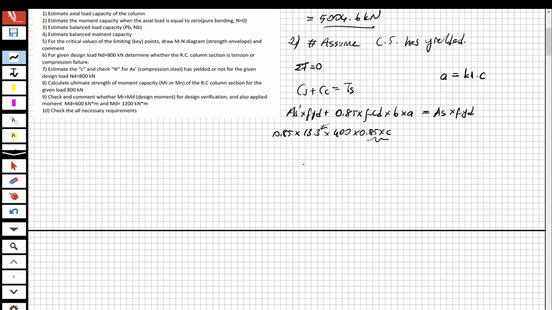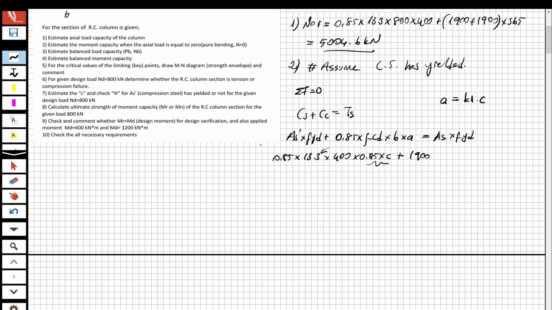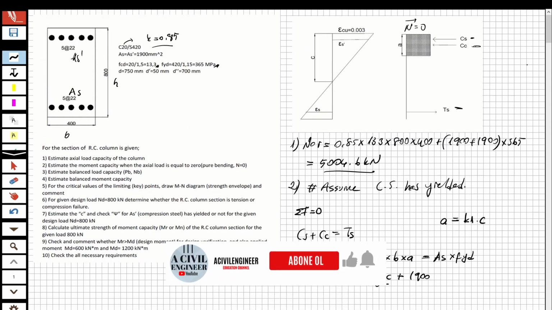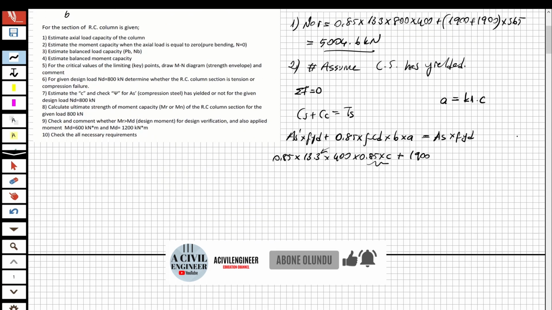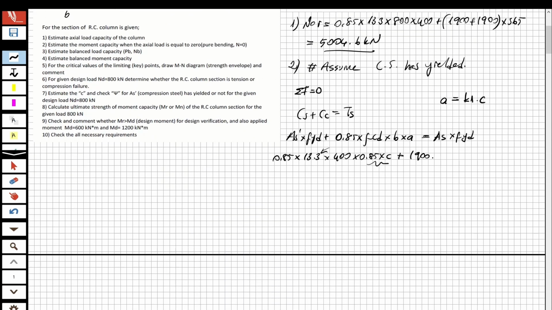So now this 0.85 multiplied by c comes from that. Now this is going to be plus As prime, 1900. Look at here, this is As and plus As prime, 1900. So 1900 multiplied by 365 is equal to 1900 multiplied by 365.